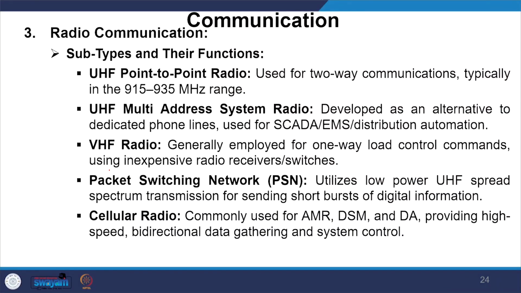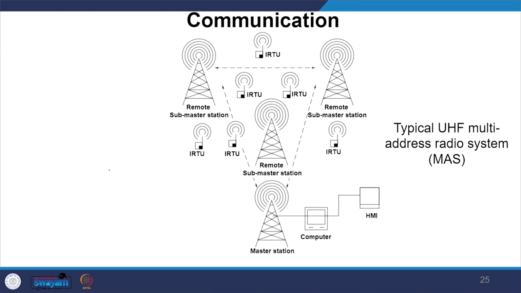Different radio communications and their different types: UHF point-to-point radio, UHF multi-address system radio, VHF radio, packet switching networks, as well as cellular radio are different subtypes of radio communications.